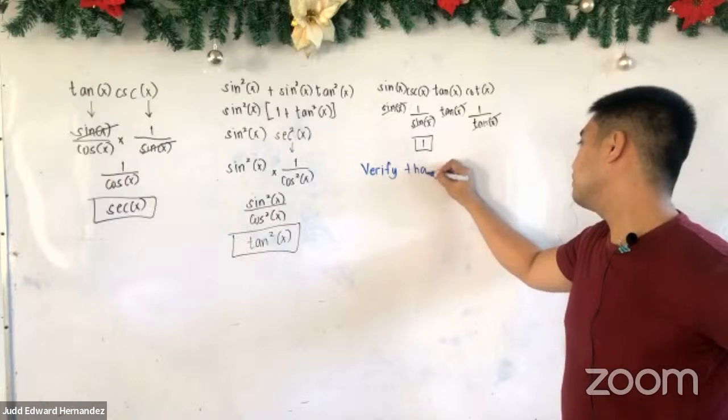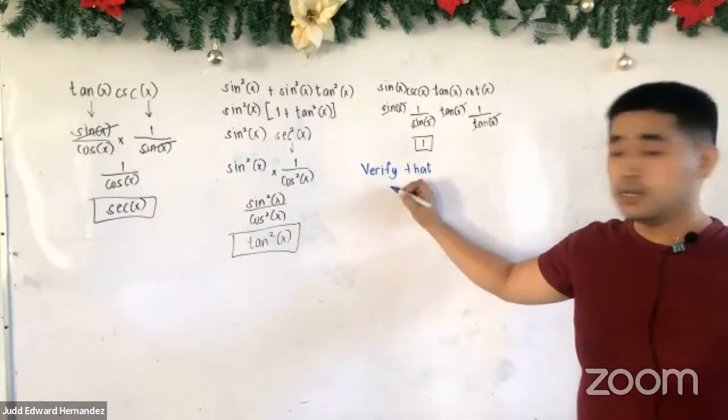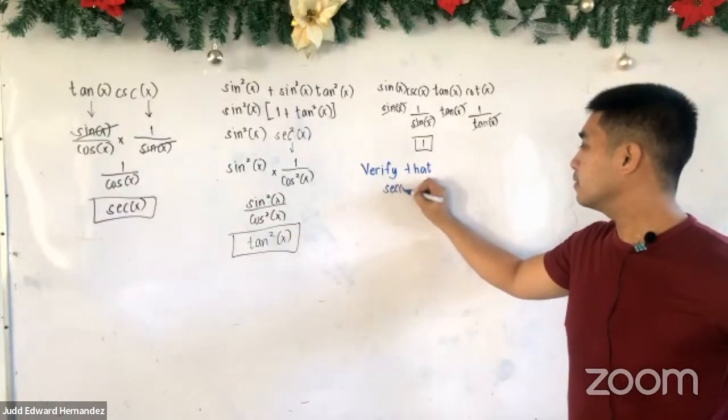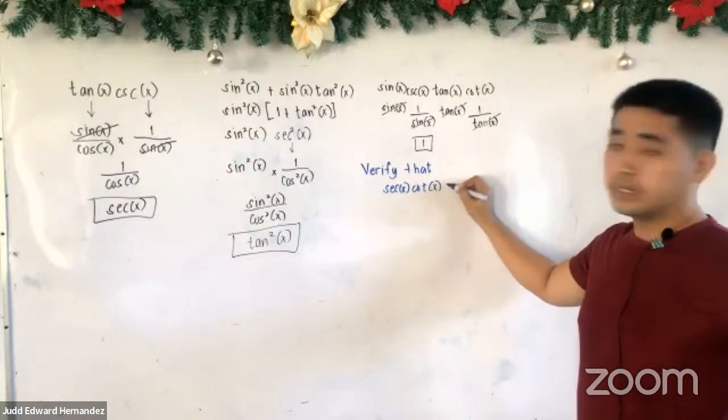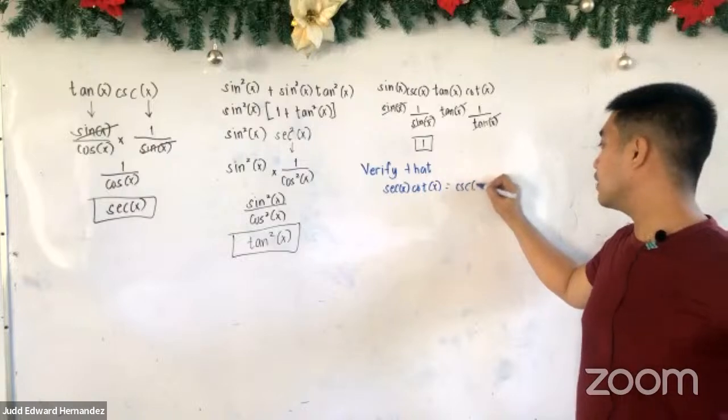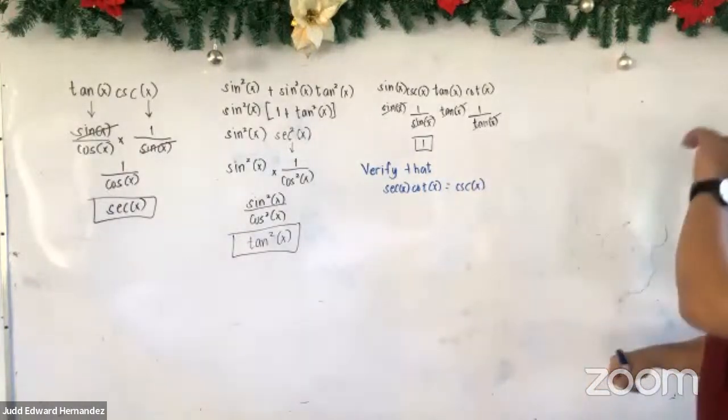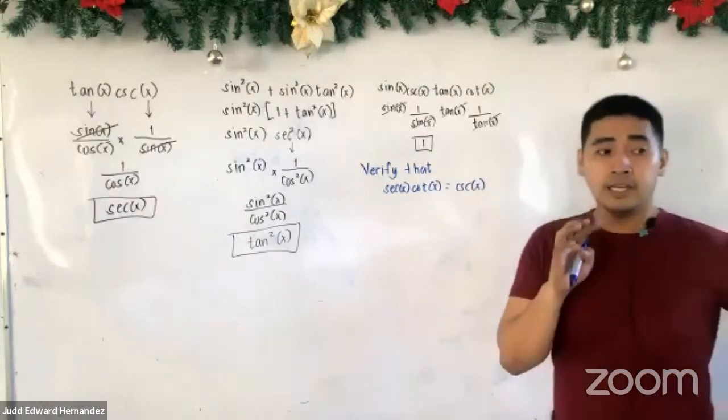Verify that secant of x cotangent of x is equal to cosecant of x. Okay. Okay, Jihan.